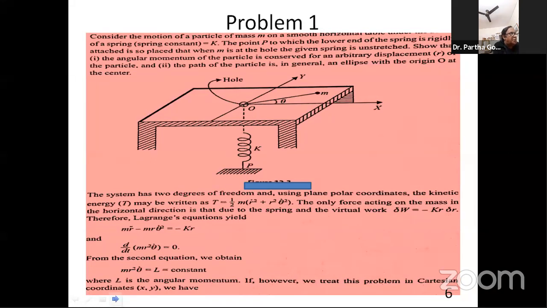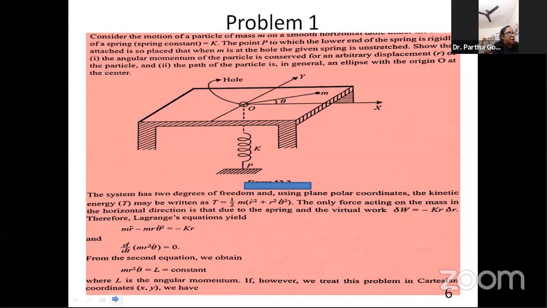Now, if I look at the second equation, I have d/dt of m r² θ̇ equals 0. So m r² θ̇ is a constant, and this is precisely our angular momentum. So this is conserved.